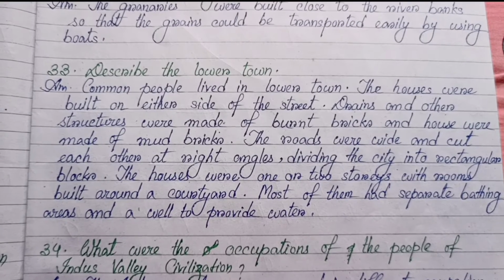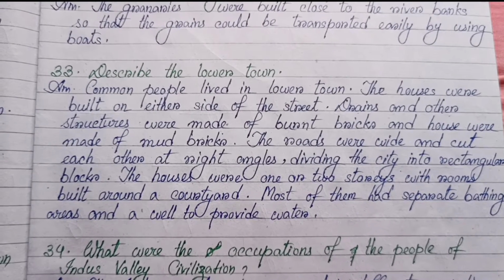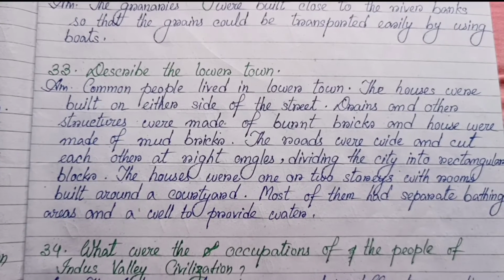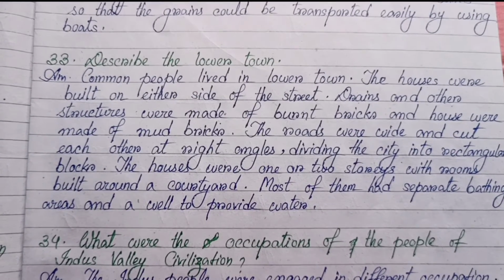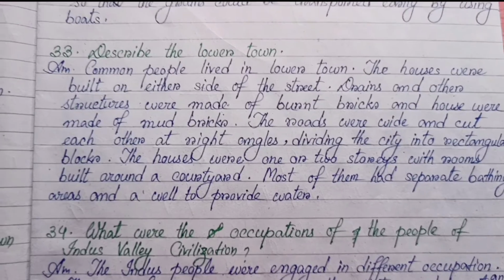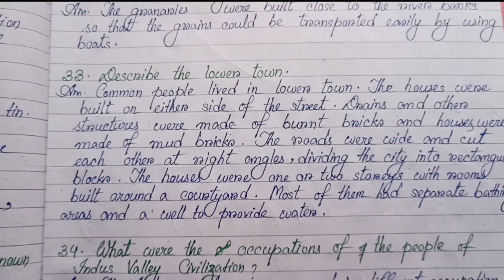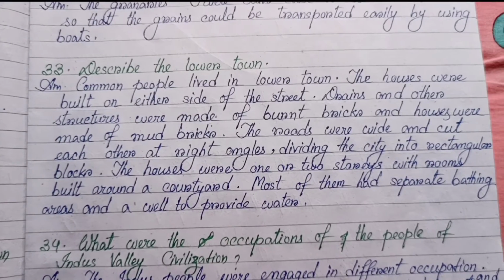Describe the lower town. Common people lived in the lower town. The houses were built on either side of the street. Drains and other structures were made of burnt bricks. Houses were made of mud bricks.